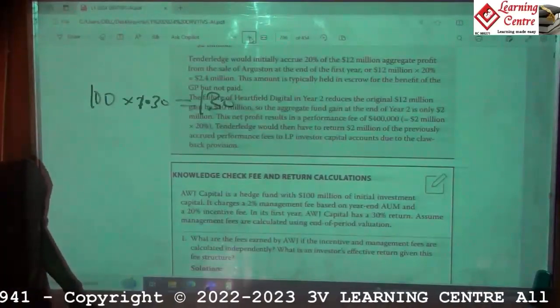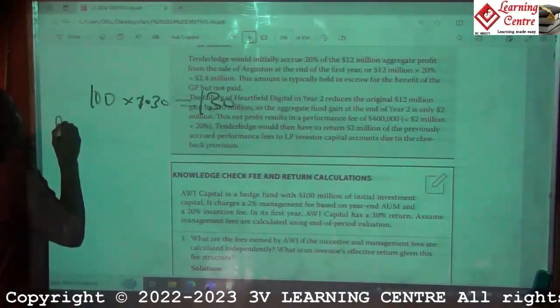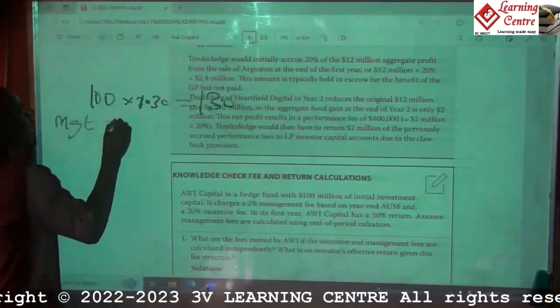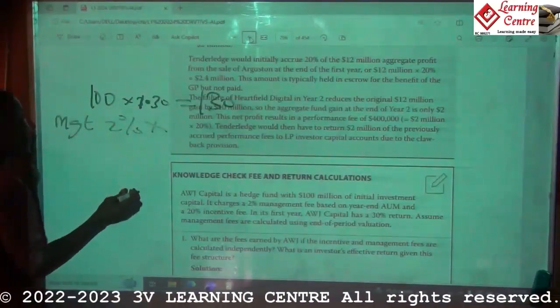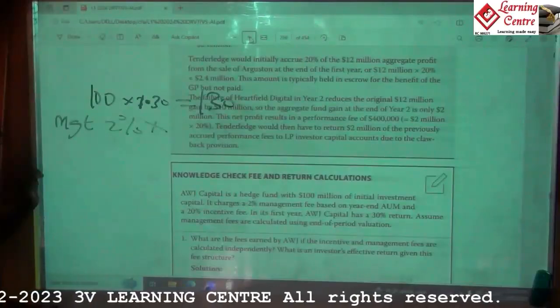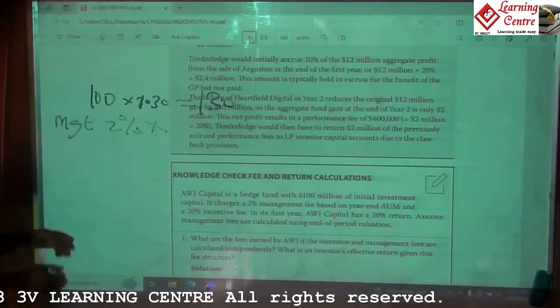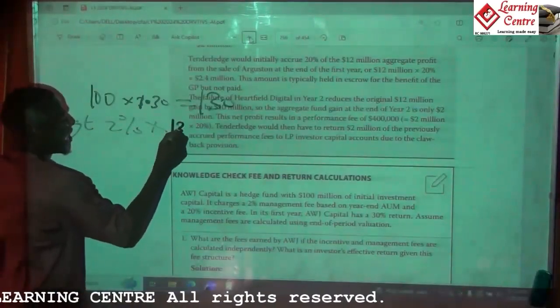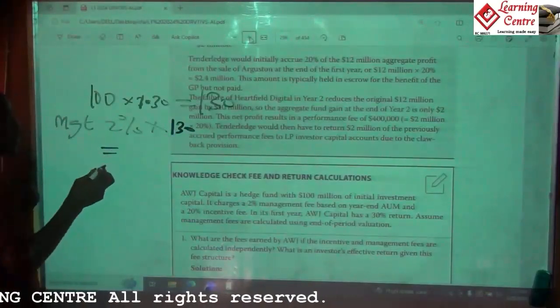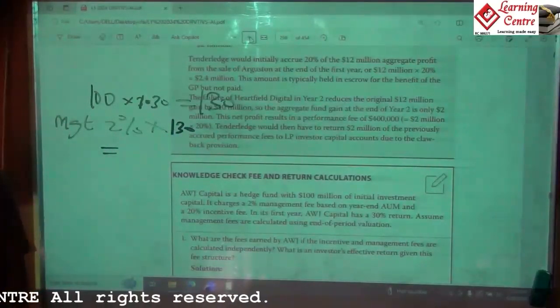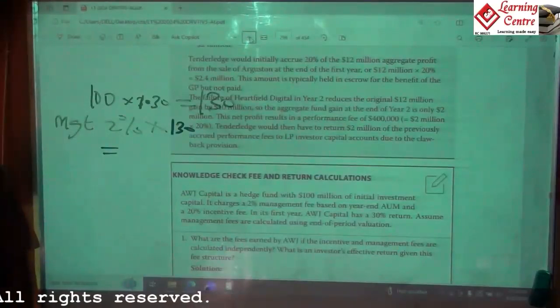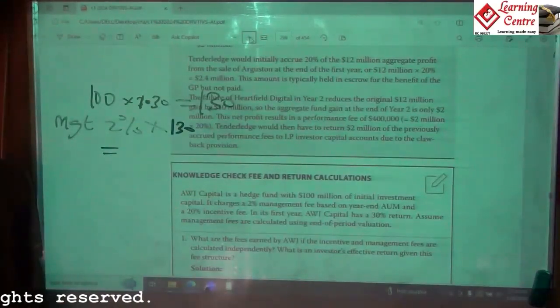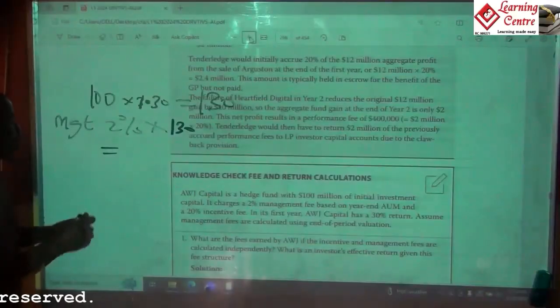Our management fee is how much? 2% times what? They told us it's calculated at the end of the period, so it's going to be 2% times 130. So what's our management fee? 2.6 million.